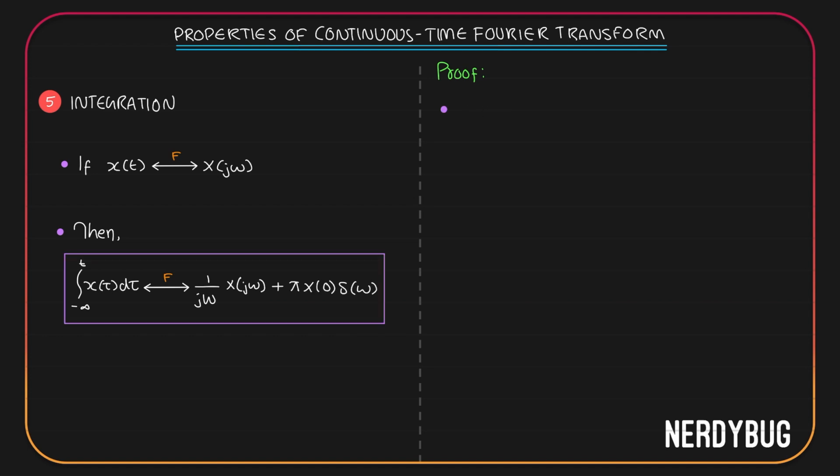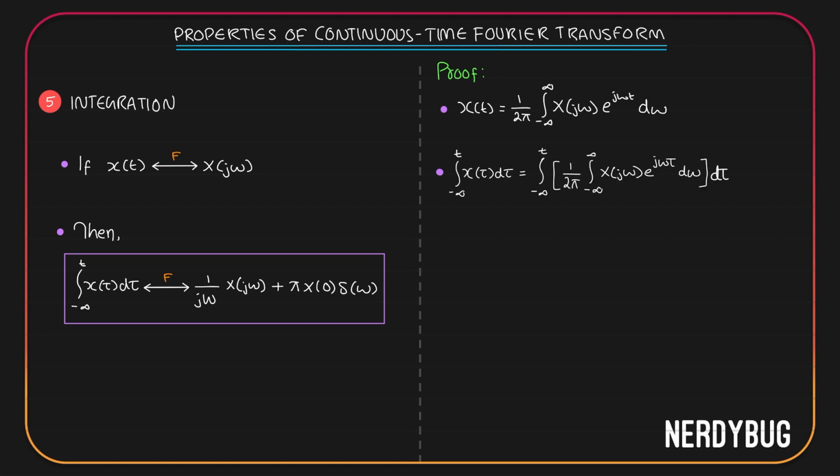To prove this, let us start with the synthesis equation. X of t is equal to 1 by 2 pi integral from minus infinity to infinity x of j omega e raised to j omega t d omega. Let us integrate both sides of this equation from minus infinity to t. On the left hand side, we get integral from minus infinity to t x of tau d tau, and on the right hand side, we have integral from minus infinity to t 1 by 2 pi integral from minus infinity to infinity x of j omega e raised to j omega tau d omega d tau.